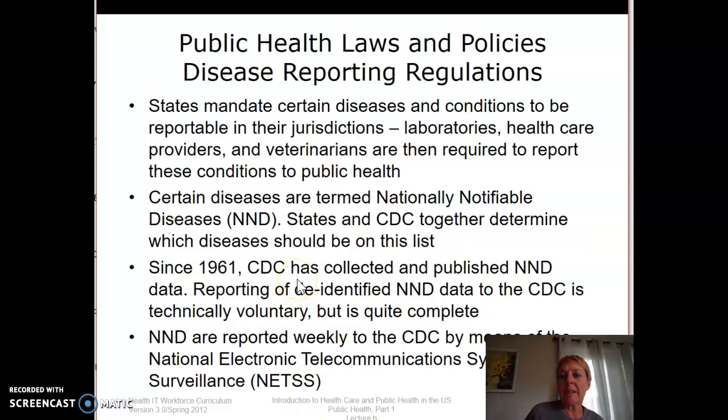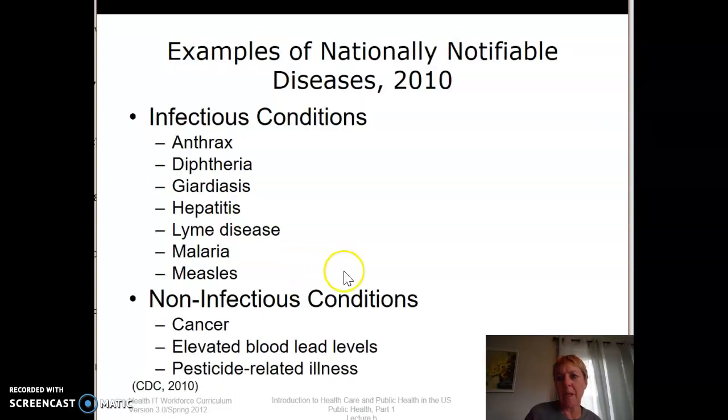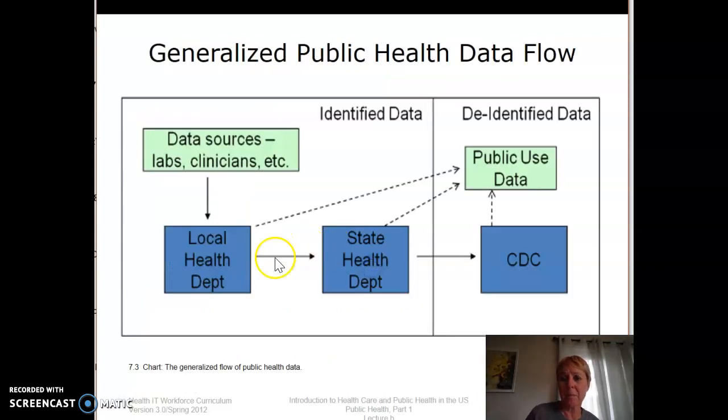Disease reporting regulations, you can read over. I just mentioned that a few slides ago, so be sure to read that in your transcript. Examples of nationally notifiable diseases in 2010, and these are still the nationally notifiable diseases, that has not changed: anthrax, diphtheria, giardiasis, hepatitis, Lyme disease, malaria, and measles. And then non-infectious conditions such as cancer, blood lead levels, and pesticide exposure.